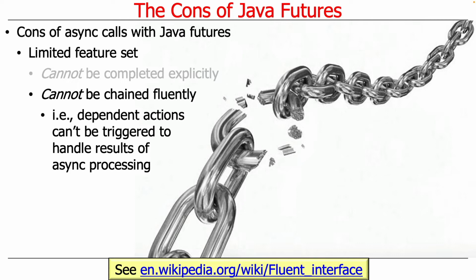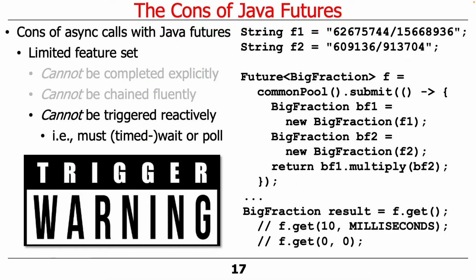Well, there's no convenient way of being able to chain together the operations on Java futures. So dependent actions can't be triggered to handle the results of async processing. You have to sort of do things one step at a time, and it just gets ugly and awkward very quickly. Another problem, which is somewhat related to the previous problem, is you can't trigger futures reactively.